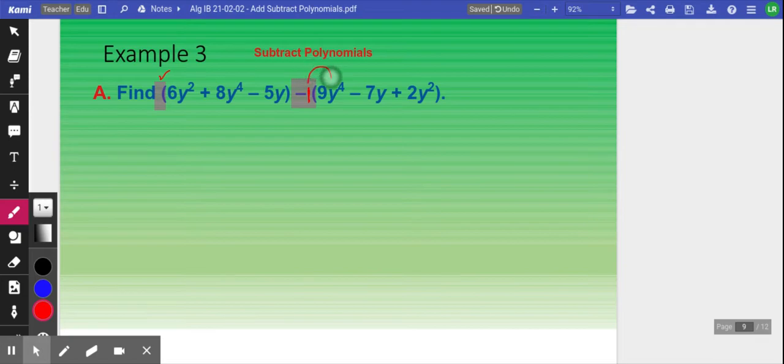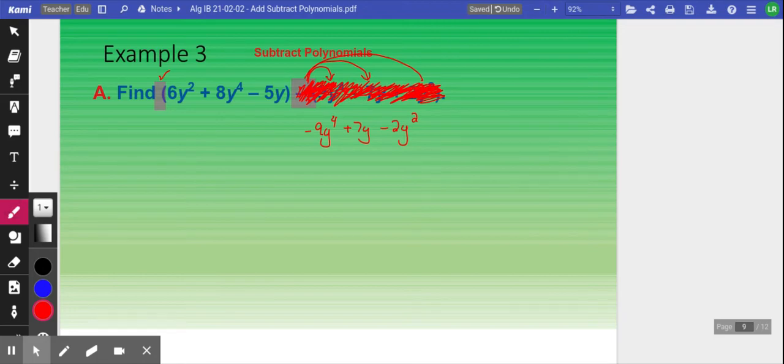So -1 times 9y to the fourth is -9y to the fourth. -1 times -7y is +7y. And -1 times 2y squared is going to be -2y squared. Okay, once I've distributed, I like to cross this off, because in the past I've made mistakes where I look back at that part, and I don't want to look back at it when I combine my like terms.